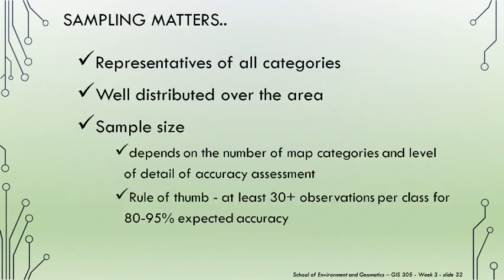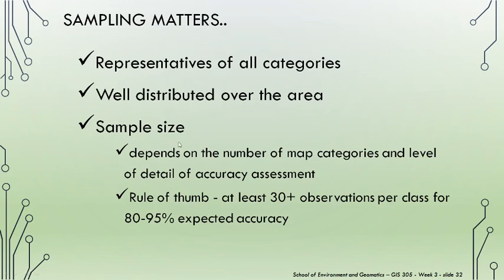So sampling matters. It needs to be representative and offer samples of all your categories, ideally of every possible category that you can find in your image. Also, because images vary spectrally, the spectral data can vary through space, it's important for your reference data to be well distributed over your area of interest.